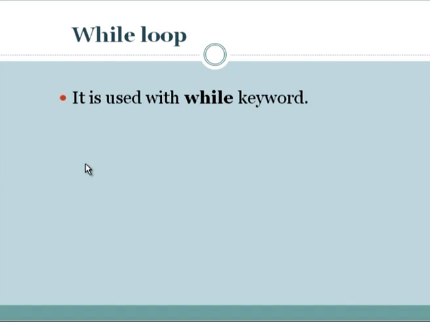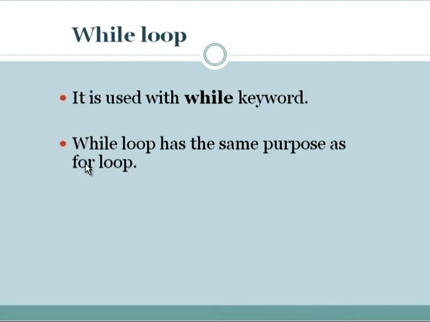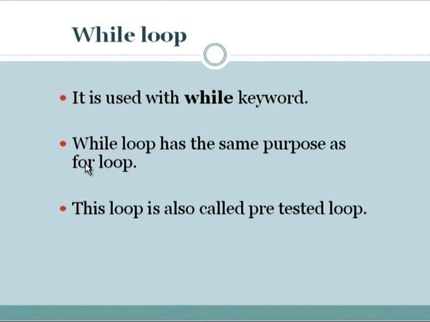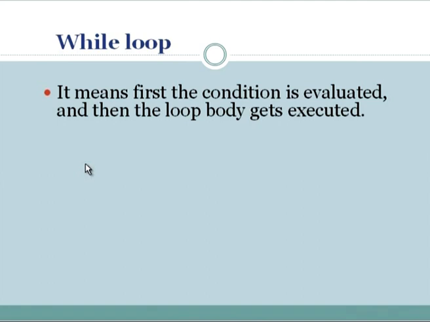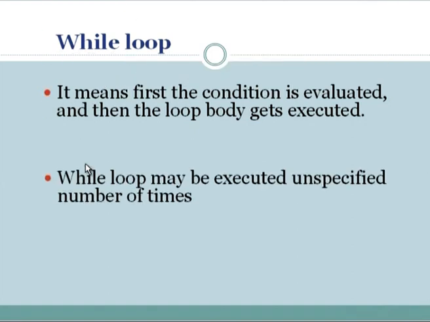The while loop is used with the while keyword. While loop has the same purpose as for loop. This loop is also called a pre-tested loop. Pre-tested means first the loop condition is evaluated and then the loop body gets executed. While loop may be executed an unspecified number of times, finite but unspecified. How? Shortly it will be discussed.